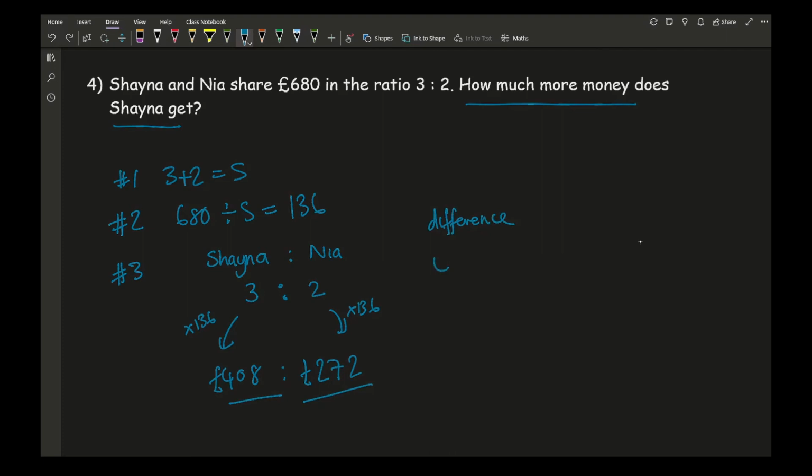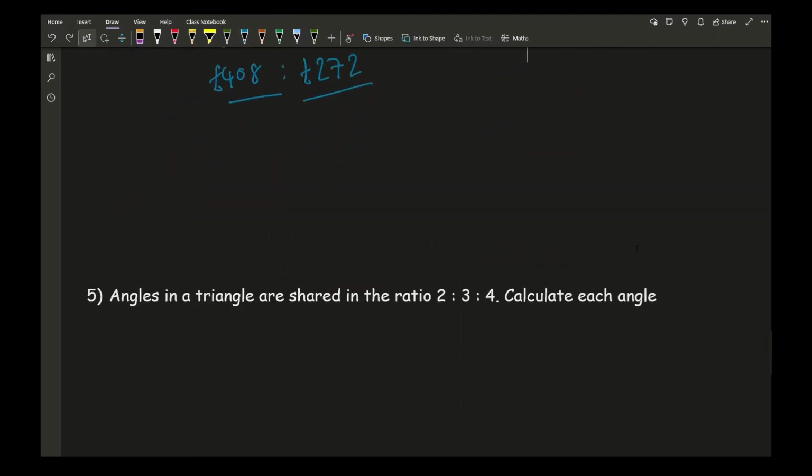So here it's going to be 408 minus 272. So 408 minus 272 gives me an answer of 136. Now, it is always, and again, this is just highlighting the fact of always making sure you read the questions carefully to make sure that when you have got your final answer, you have actually answered the question that's been asked. So moving on to the next one.